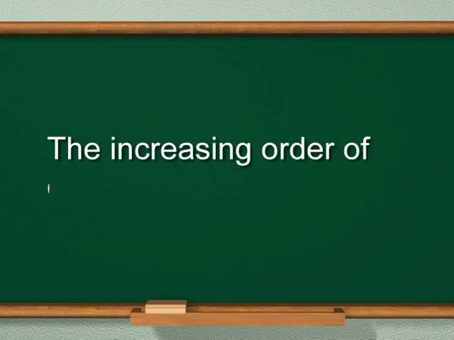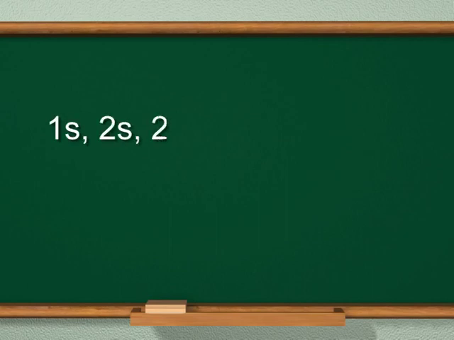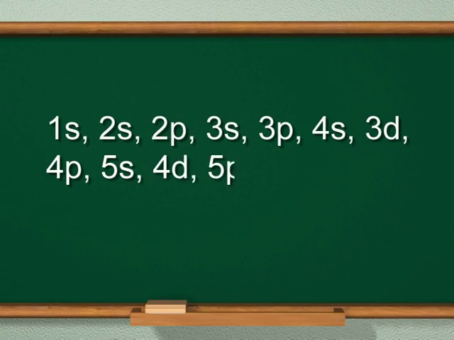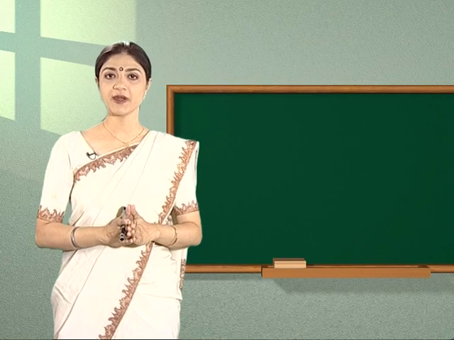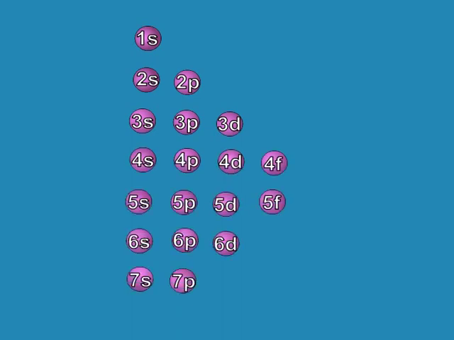The increasing order of orbitals in terms of energy is as shown on the screen: 1s, 2s, 2p, 3s, 3p, 4s, 3d, 4p, 5s, 4d, 5p, 6s, 4f, 5d, 6p, 7s, 5f, 6d, 7p and so on. This sequence can be remembered with the help of animation. Let us look at an animation showing the sequence of filling of atomic orbitals.